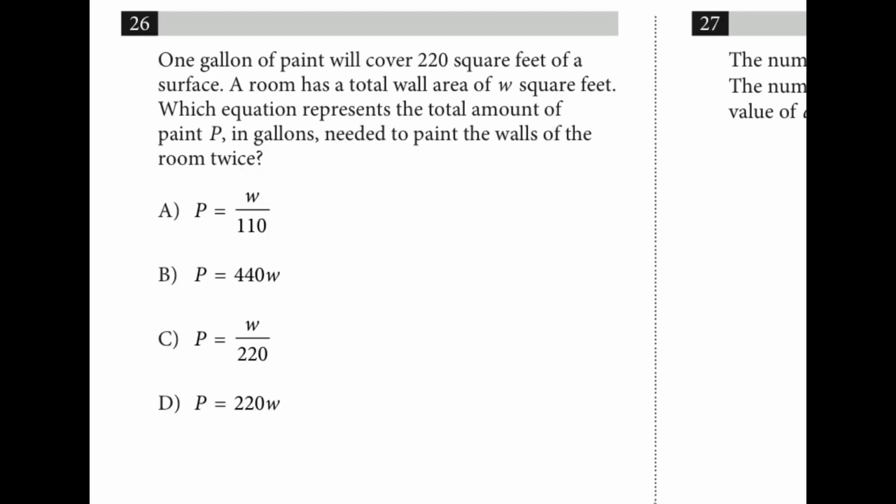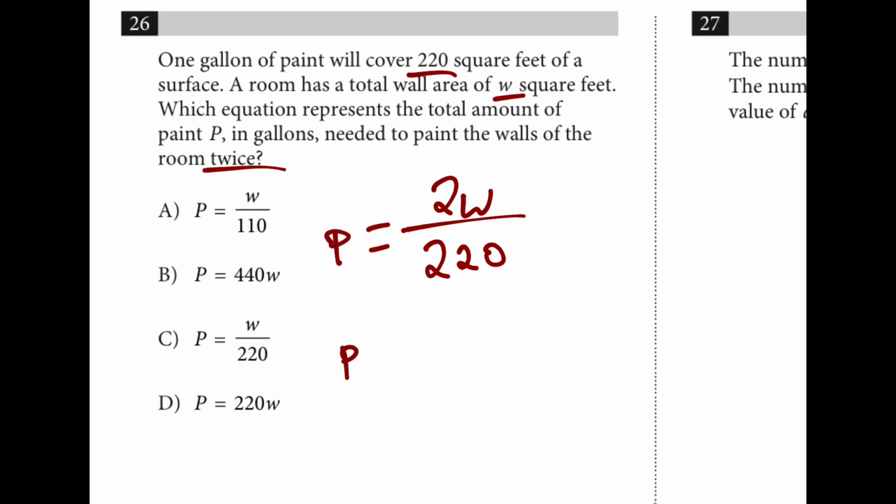One gallon of paint will cover 220 square feet of a surface. A room has a total wall area of W square feet. Which represents the total amount of paint in gallons needed to paint the walls of the room twice? So W times 2, and then 1 gallon of paint will cover every 220 square feet. So we're going to divide by 220, and that tells us our equation. We can simplify this and say W divided by 110. So it's like saying the total square feet divided by 220, which tells you how many cans, but each one you have to do twice. So that's why it's half of 220.